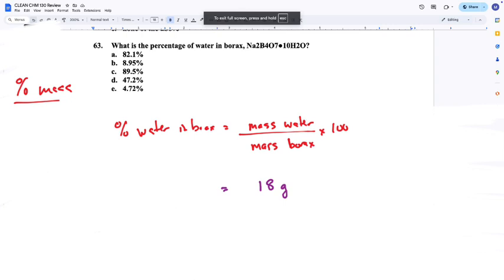Okay. Because we've got to go back and look at the formula. We're looking at where water appears. Is it saying I only have 1 water? No, it actually says I've got 10, which means that 18 grams needs to be multiplied by 10. Okay. That's now going to get me the mass of water in that sample.